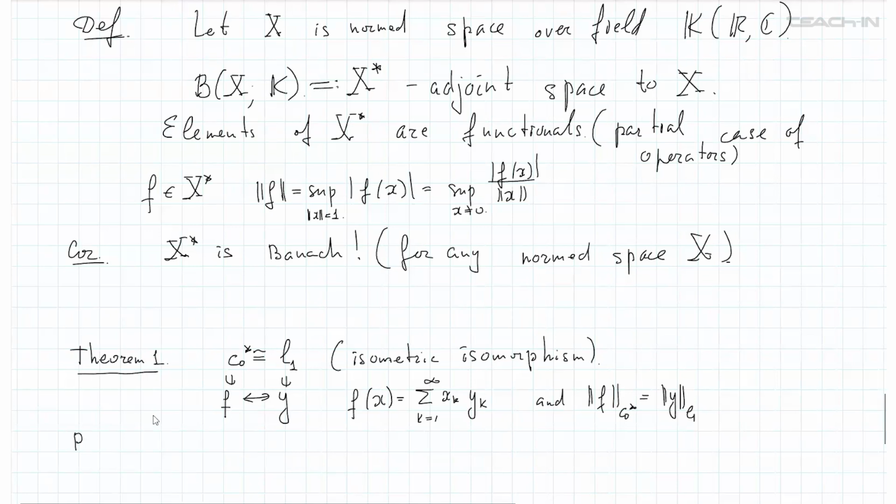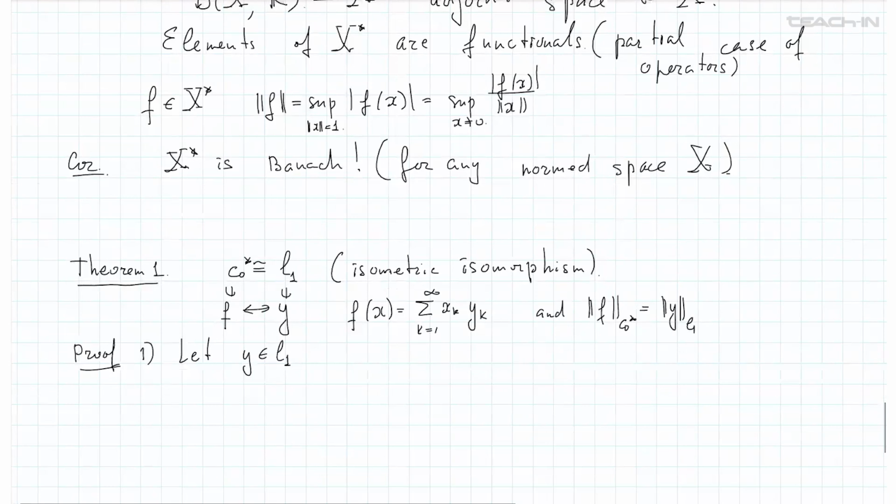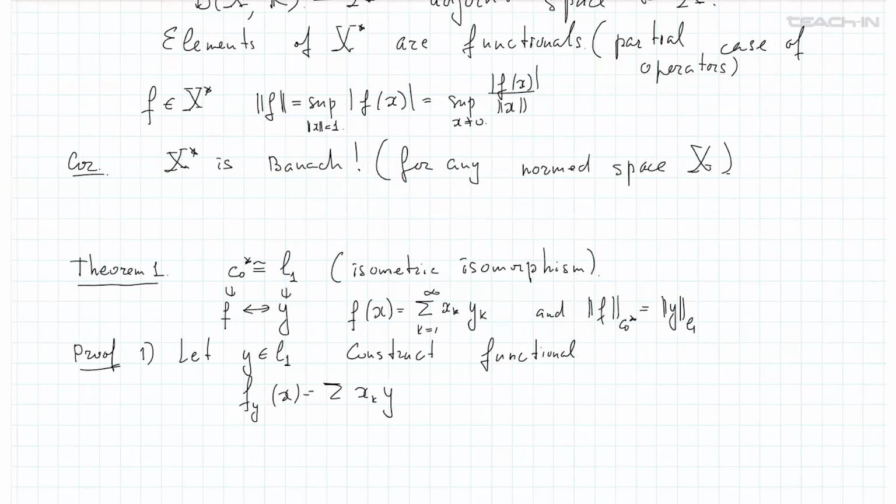Proof of this. First, let y be from l1 and construct the functional f_y, which acts on element x as in the theorem. It is linear because the sum is a linear operation.